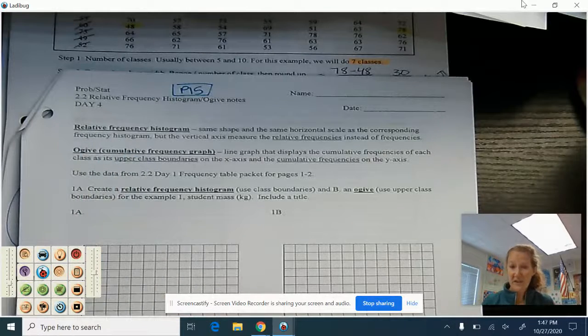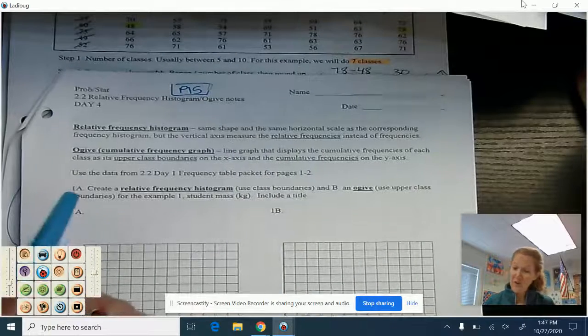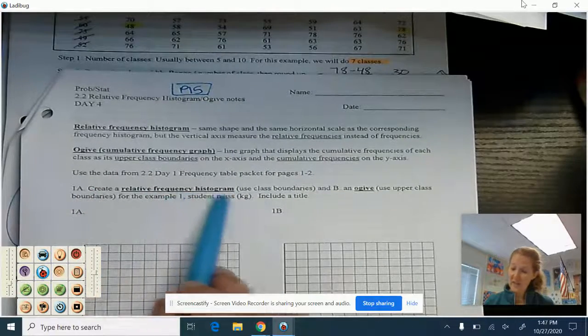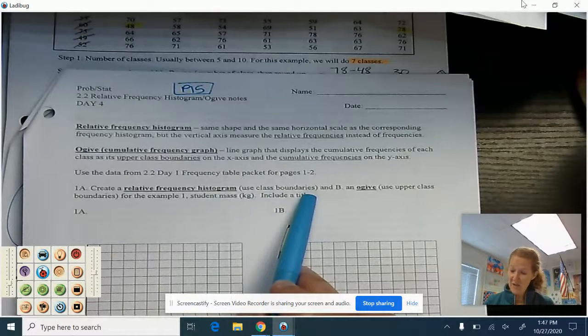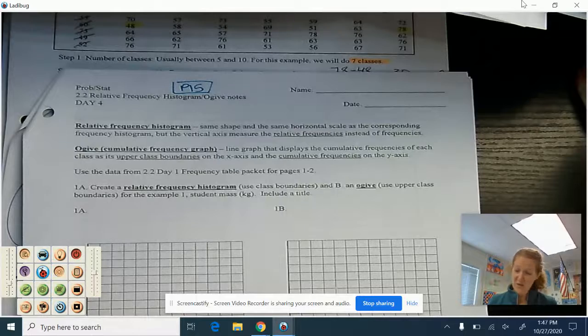The first is a relative frequency histogram, which has the same shape and same horizontal axis as the corresponding frequency histogram, but the vertical axis measures the relative frequencies, which are the percentages or the decimals instead of frequencies. So it's really similar. I'm going to pause with that, and we're going to make one. We're going to create a relative frequency histogram using class boundaries for 1A, for student mass.